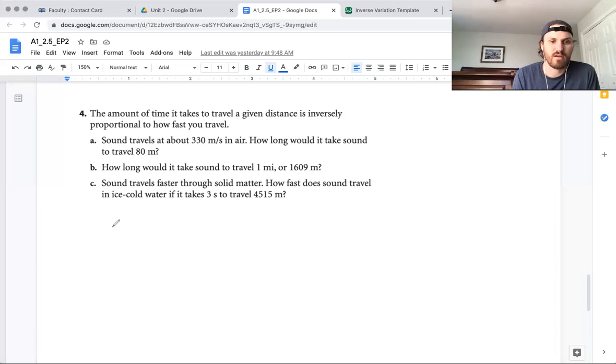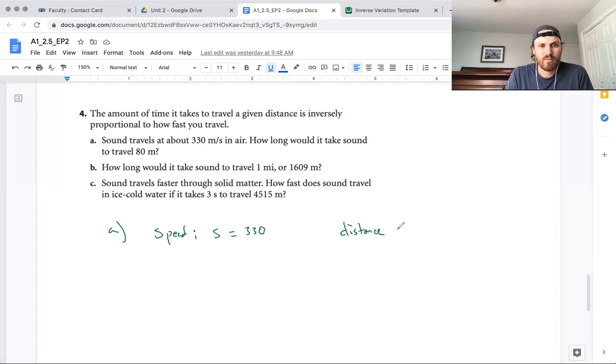Okay, so let's see here. So we were given a speed, 330 meters per second. So that is a speed. Let's call that S. And let's say that that was 330. Now we were also given a distance, right? Which is 80 meters. And let's call that D.